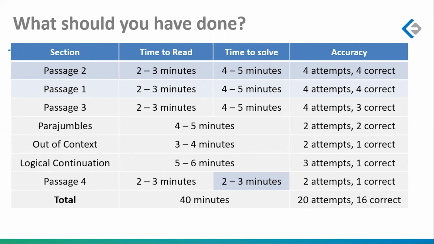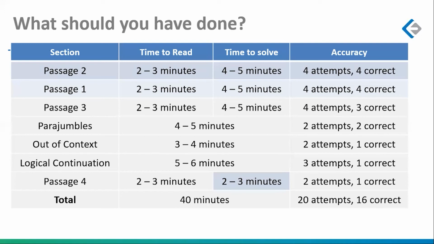Which now means whichever you take first. If you take passage 3 first, then for the next passage, passage number 1, the target becomes 6 to 7 minutes and 4 attempts, 3 correct. If you take passage number 1 first, then you go with 6 to 7 minutes, 4 attempts and 4 correct in passage number 1. And then 6 to 7 minutes, 4 attempts, 3 correct for passage number 3. Whatever suits you. Passage 4 now gets parked. It goes to the end.